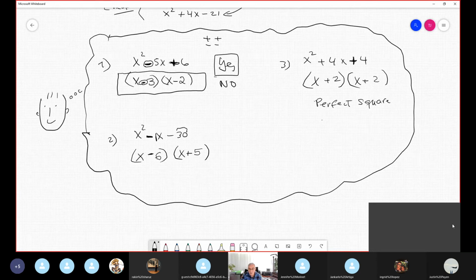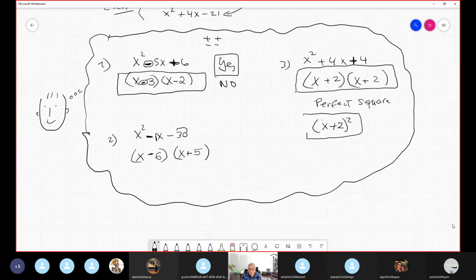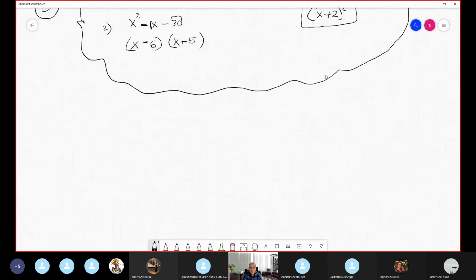And when the situation happens, when they are twin brothers, you can write it like that: x plus 2 squared. So you can leave it like that, perfect. But a more elegant answer is like that, because it's the same binomial. Okay, the template. For everyone, the template.